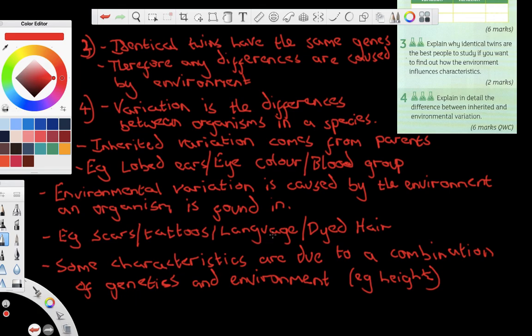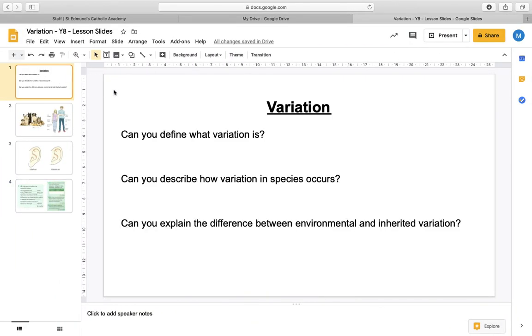and environment. So you should now be able to tell me what variation is, you should be able to describe how variation in a species occurs, and you should be able to explain the difference between environmental and inherited variation.